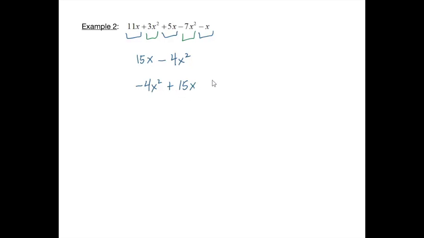Now we've simplified the original polynomial. We can see that we have a binomial, and we can state the degree and the leading coefficient of this polynomial. This polynomial has a degree of 2 because that's the largest degree of the two terms, and it has a leading coefficient of negative 4.